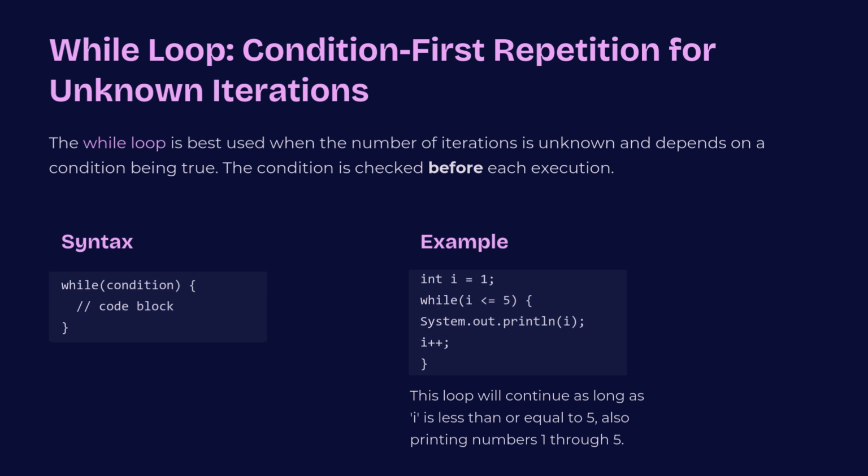While loop. The while loop is used when we don't know in advance how many times the loop should run. The key thing here is that the condition is checked before every execution. If the condition is true, the loop continues. For example, if we set a variable i to 1, and run a while loop until i is less than or equal to 5, it will print numbers from 1 to 5. The loop stops as soon as the condition becomes false. This makes it useful in cases like waiting for user input or checking for updates.